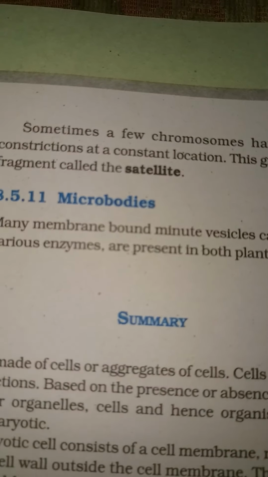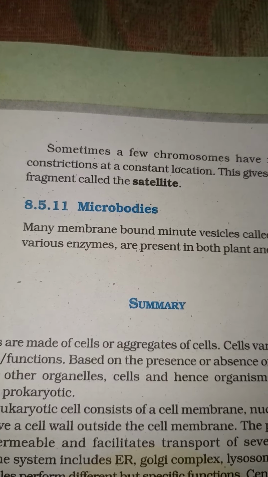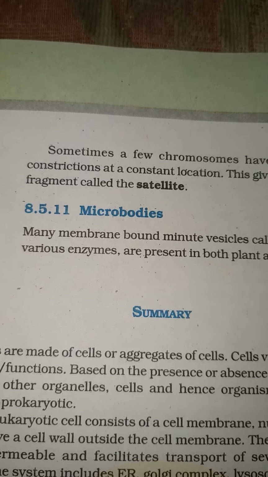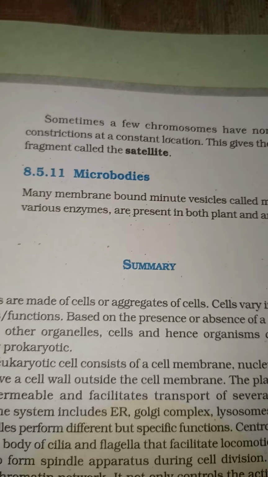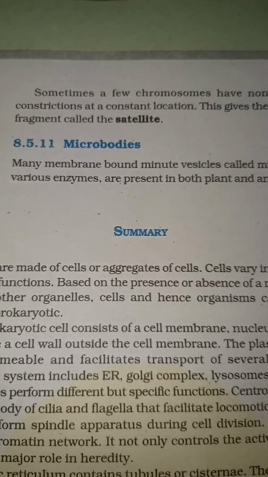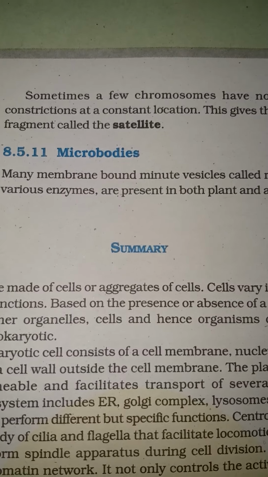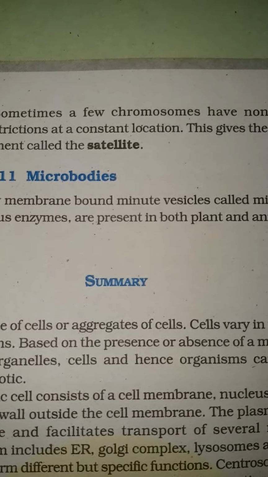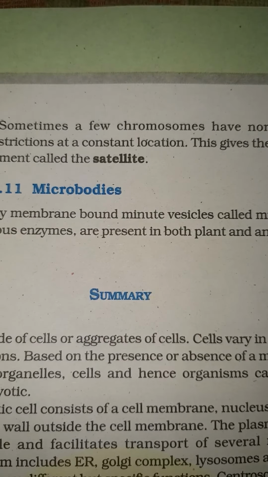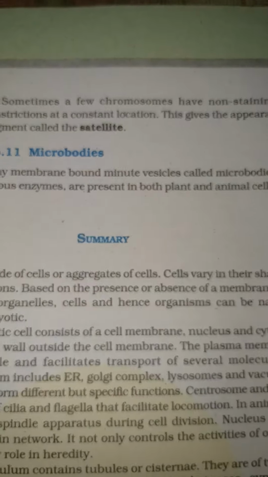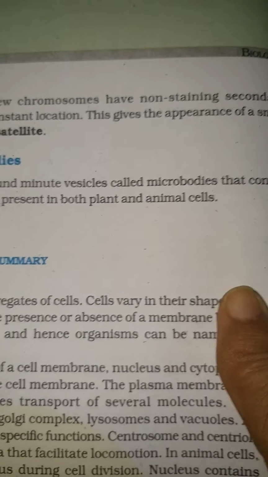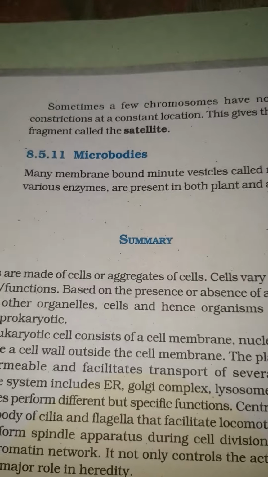Now another thing: you will have a small fragment-like structure, a non-staining secondary constriction, and you call it a satellite. And another is microbodies. What are microbodies? Many minute vesicles or membrane-bound structures are found, and they are supposed to contain enzymes, both in plant cells and animal cells. So they are there.